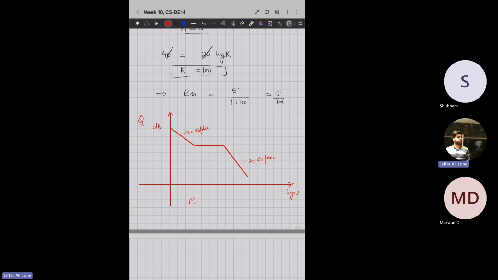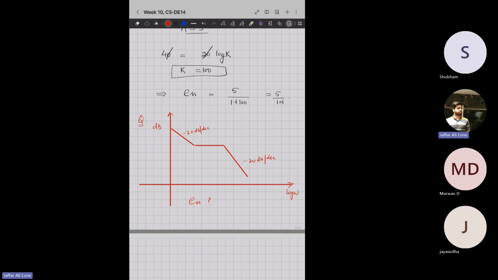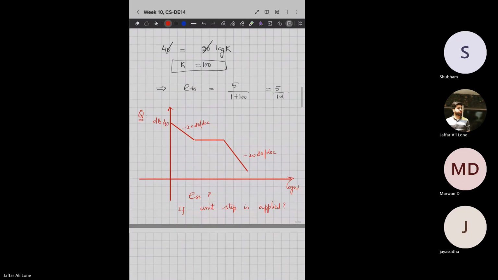is the steady state error for the given system if a unit step is applied. So please find the steady state error if a unit step is applied. Let me keep it as 40 decibels again for simplicity. Now tell me, anyone, Shubham or Marwan or Jazz Face, is my screen visible to you now?